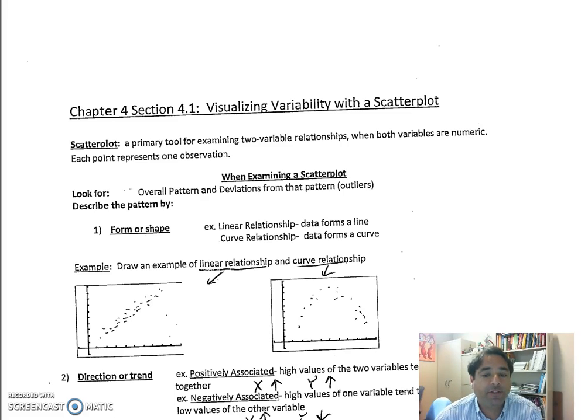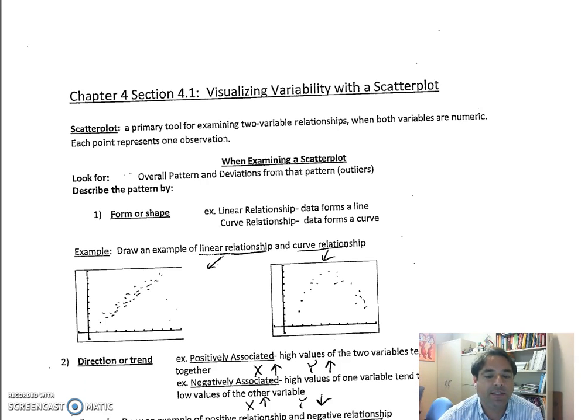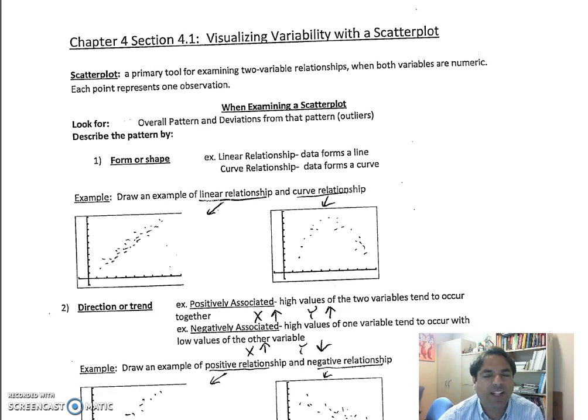Hello, we're going to talk about Chapter 4, and Section 4.1 is Visualizing Variability with a Scatterplot. A scatterplot is a primary tool for examining two-variable relationships when both variables are numeric. So if we look at a scatterplot, the question is, what is the data telling us? A scatterplot is kind of like a bunch of dots all spread out, and we want to look at the form or shape.